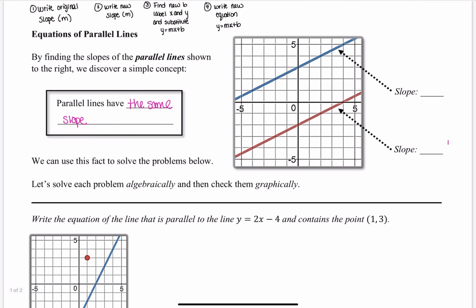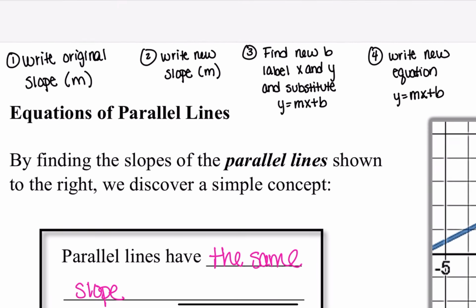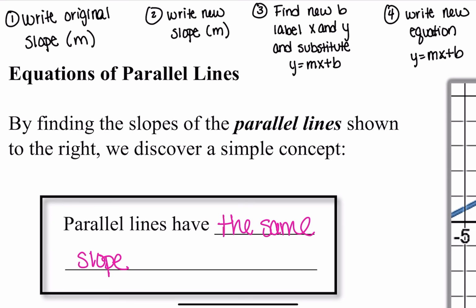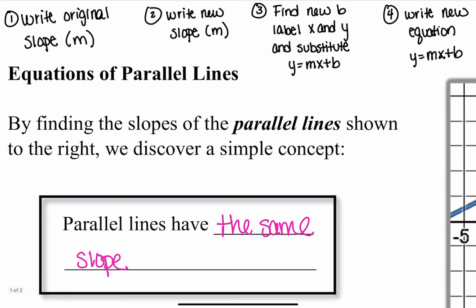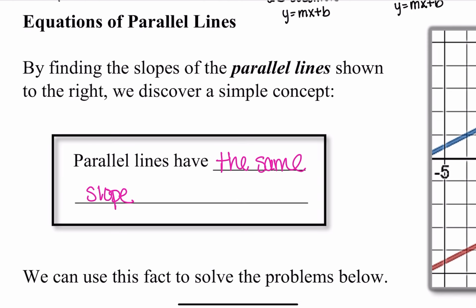Okay, so what we're going to talk about today is writing parallel line equations. There's going to be 4 steps. Step 1 is write your original slope, which is your m. Step 2 is write your new slope. Step 3 is find your new b by labeling your x and y and substitute. You're always going to use y equals mx plus b. And step 4 is write your new equation using mx plus b.